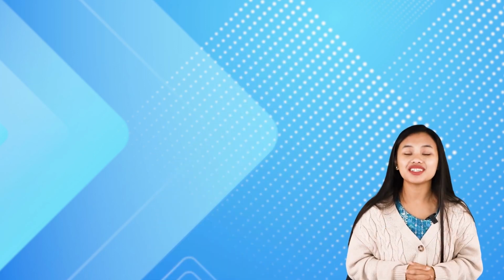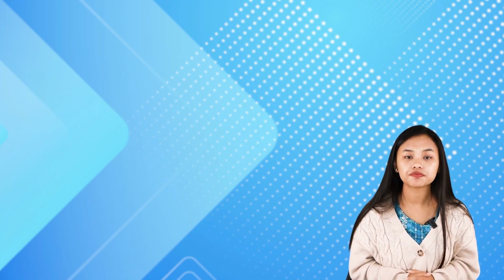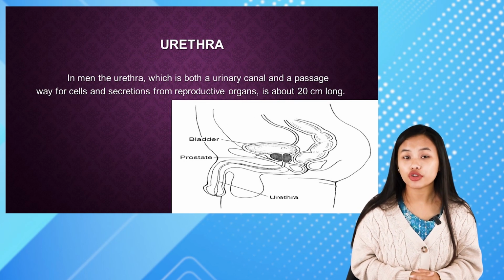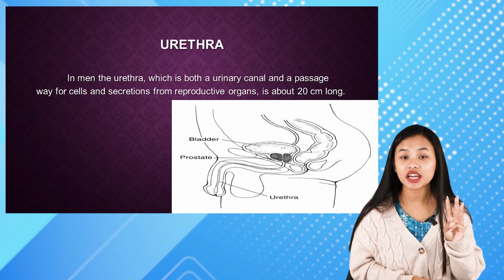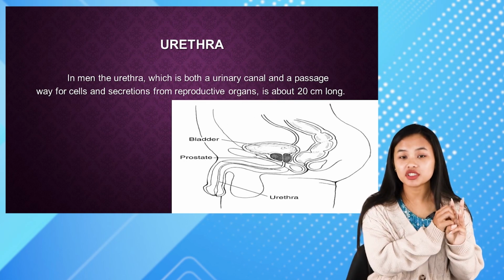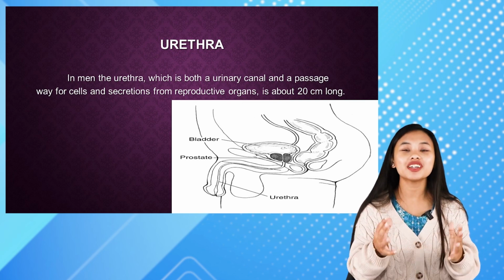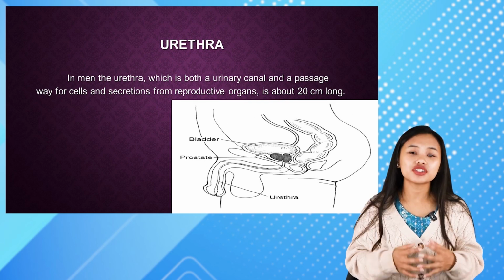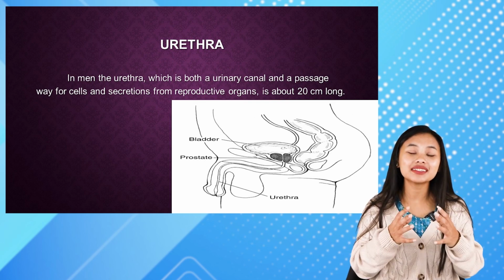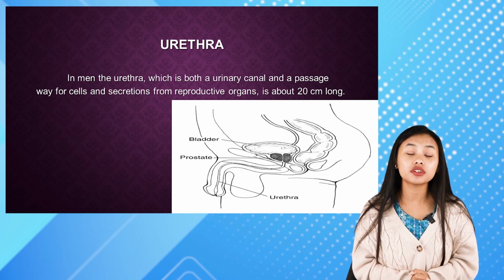However, in men, the urethra is both a urinary canal as well as a passageway for cells and secretions from the reproductive organs. It is about 20 centimeters long, and it has three sections: the prostatic, the membranous, as well as the penile. So this is about the urethra, and this is how it functions as a urinary organ.